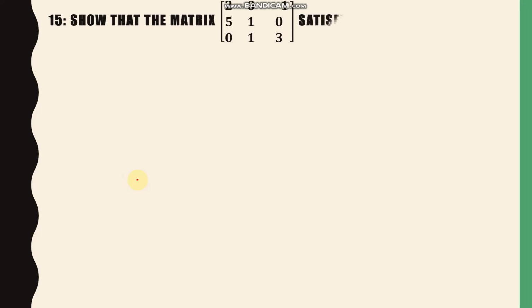Question number 15: show that the matrix [2 0 -1; 5 1 0; 0 1 3] satisfies the equation A cube minus 3A square plus 11A minus I equal to 0. One way of doing this question is that you find A square, you find A cube and put them in this equation. The other way is by the Cayley-Hamilton theorem. So I will do the Cayley-Hamilton method here.